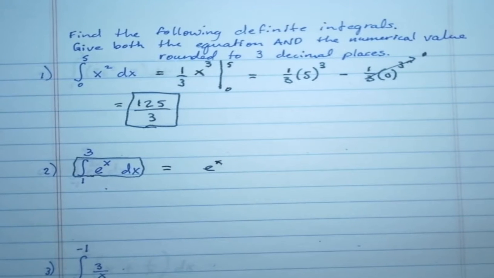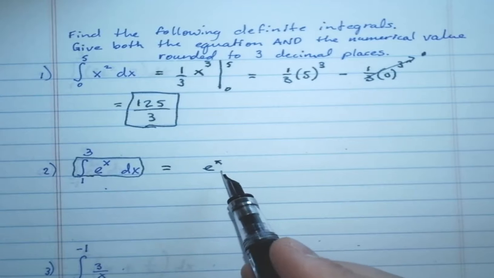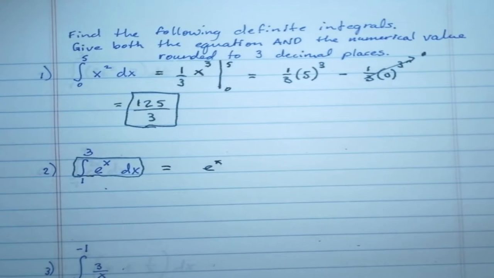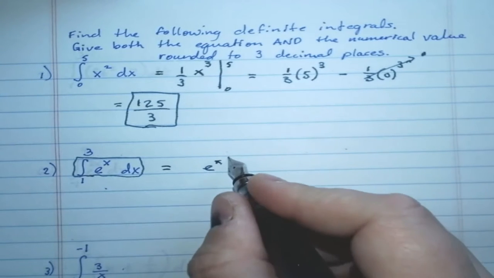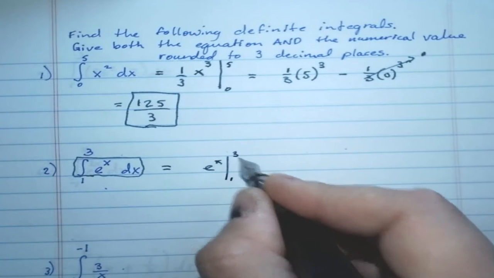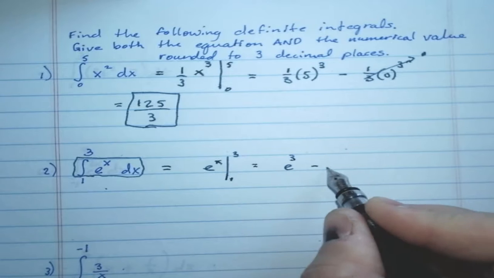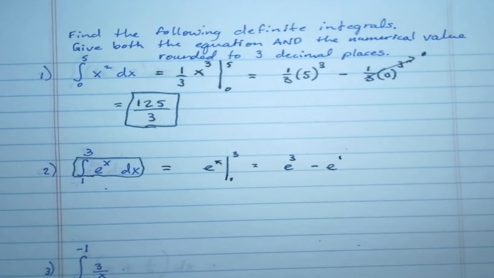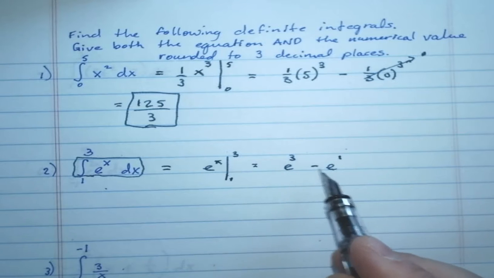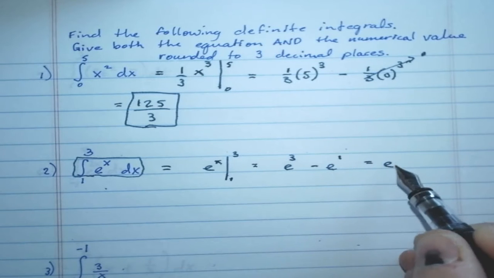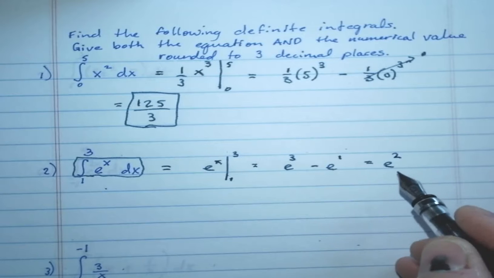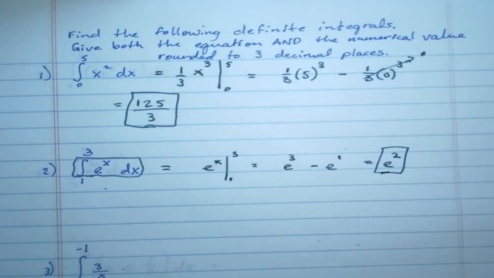So always, always, always in your mind, you got to take what you write, do the derivative, and see if you get what you started with. Okay, and we're going to evaluate that from 1 to 3. Okay, so what's that look like? That's e to the 3 minus e to the 1. Well, e to the 3 minus e to the 1 is e squared. Okay, and so that would be my answer.